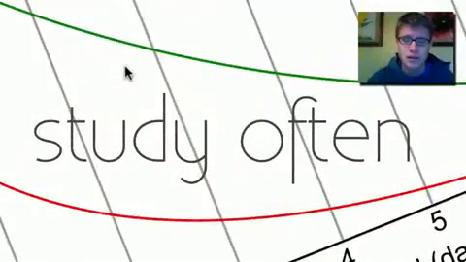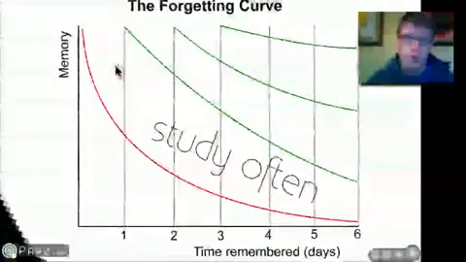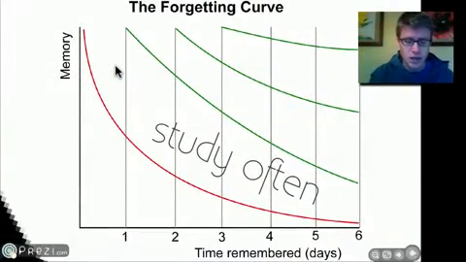Okay, next idea is to study often. This is a wonderful curve. It's called the forgetting curve. And so if you look right here, this is where you get new information, and this is how long it takes for you to forget it. Now, what we found is that if you can get exposed to that the next day, then you can bump up your forgetting curve.